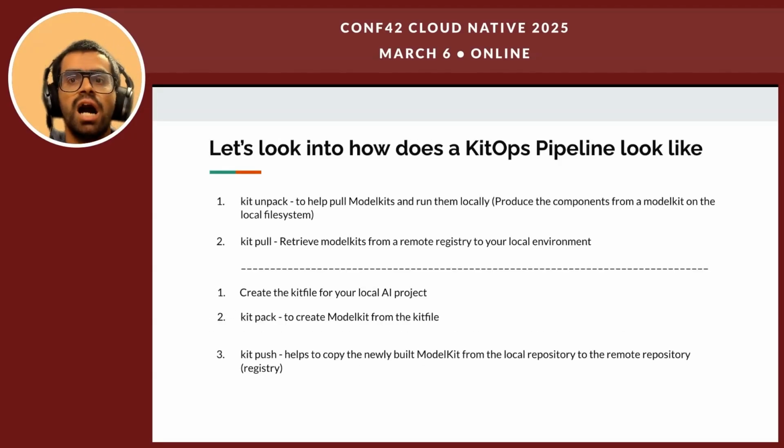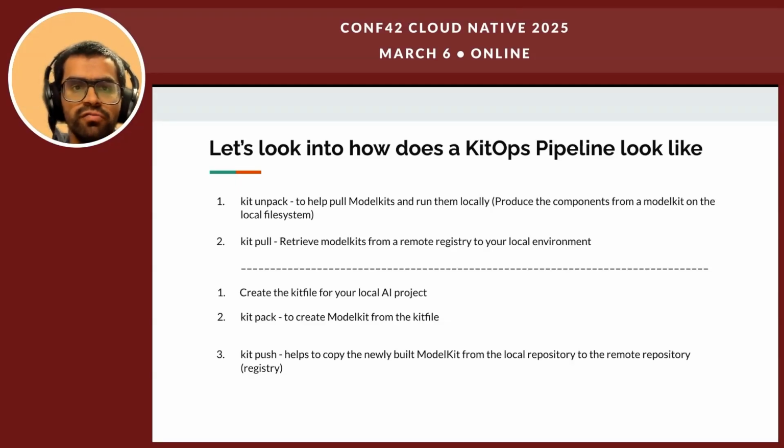Now let's look at how a typical KitOps pipeline would look. Kit unpack allows you to pull model kits that have been stored in a private or public registry, like a Docker pull. When you do Kit unpack, it will pull the model kit and then produce all of the individual components that you had stored in the model kit as separate files. And we'll see that in action.